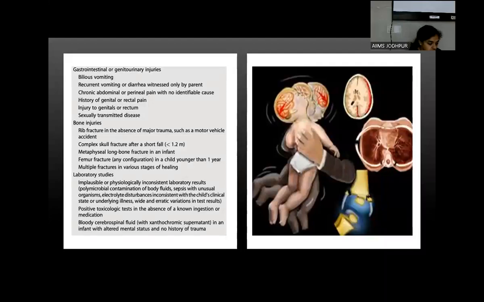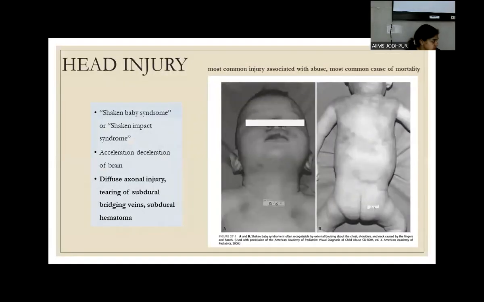And on CSF analysis, it may be xanthochromic in an infant with an altered mental state on examination, but on history they are not giving any history of trauma. These are all suspicious. Coming to the different types of injuries that are seen in patients of child abuse, the most common injury associated with child abuse is head injury. Also, it is the most common cause of mortality.